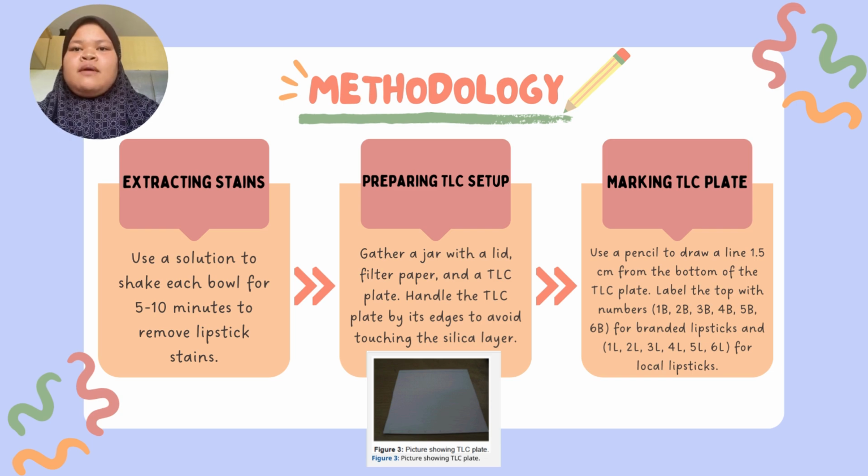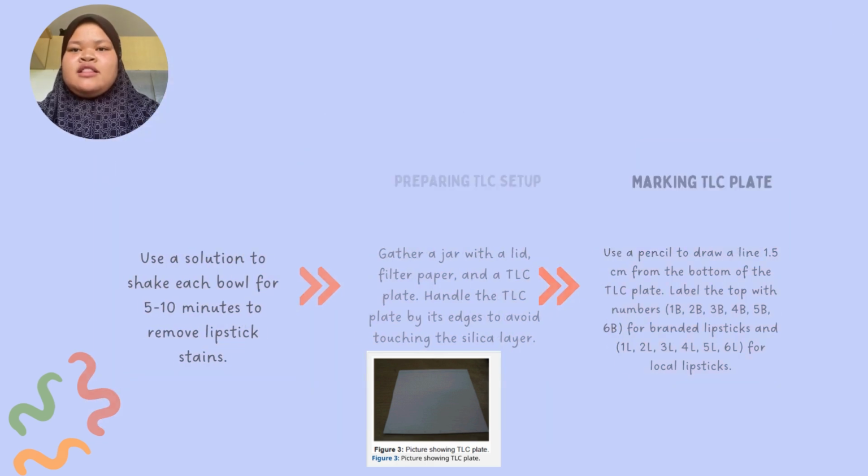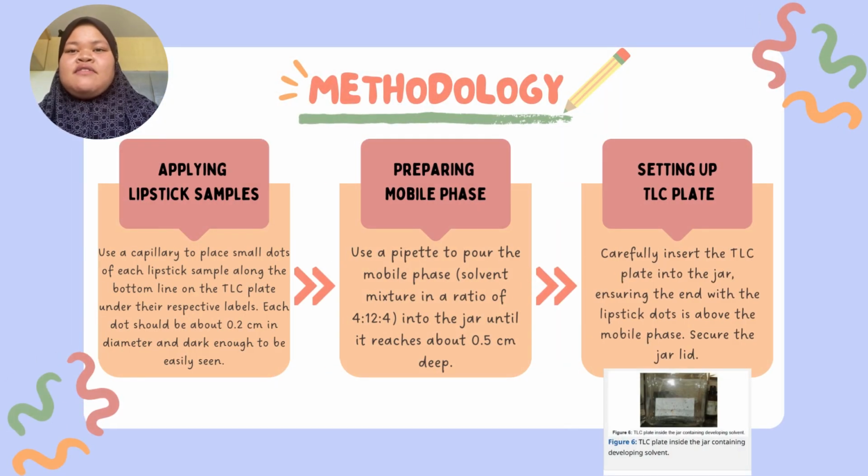Label the top with numbers 1B, 2B, 3B, 4B, 5B, 6B for branded lipsticks, and 1L, 2L, 3L, 4L, 5L, 6L for local lipstick. Step 7 is applying lipstick samples. Use a capillary to place small dots of each lipstick sample along the bottom line on the TLC plate under their respective labels. Each dot should be about 0.2 cm in diameter and dark enough to be easily seen.